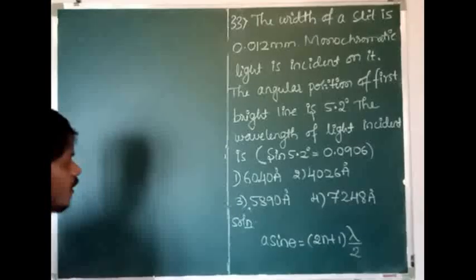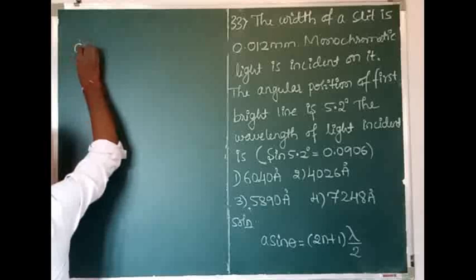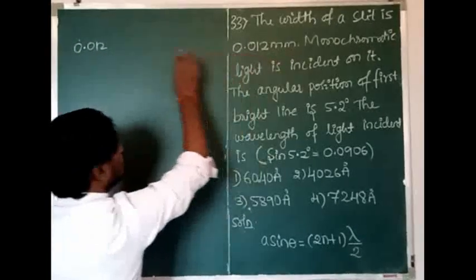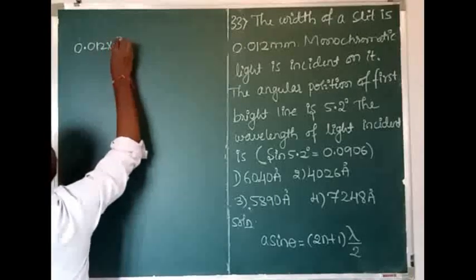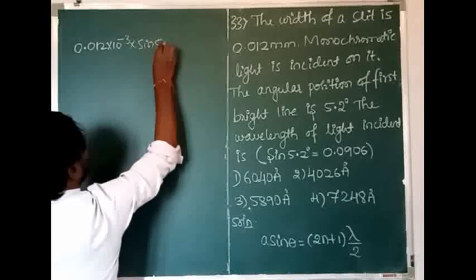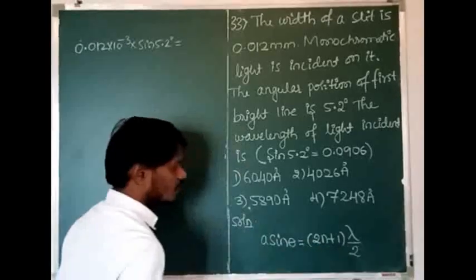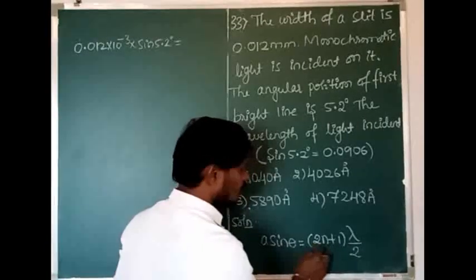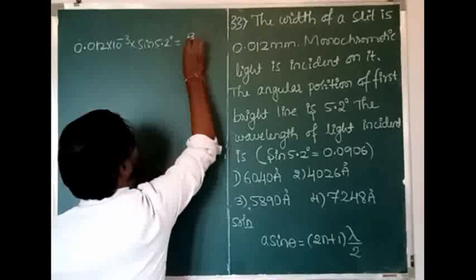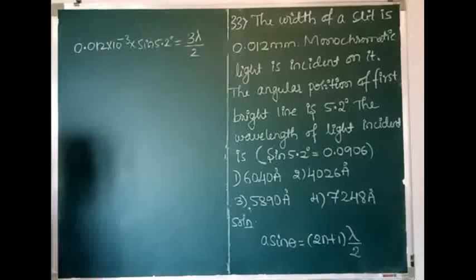Then putting the values here, a is 0.012 millimeter, means 10 to the power of minus 3 meter, into sin 5.2 is equal to (2n plus 1) lambda by 2. So n is how much? 1. Then 2 into 1, that is 2. 2 plus 1, 3. That is 3 lambda by 2.